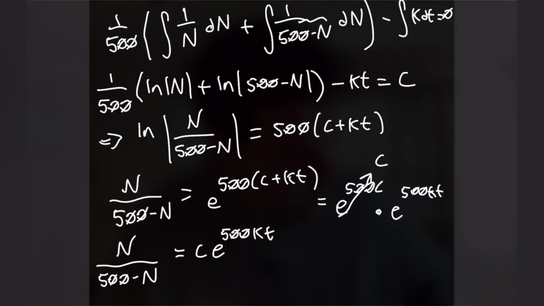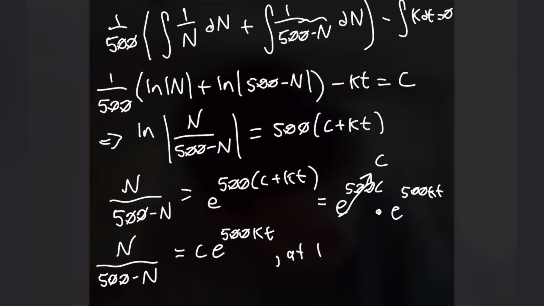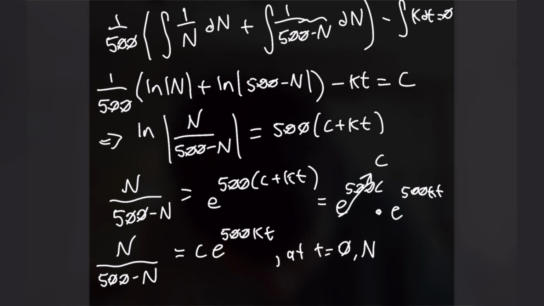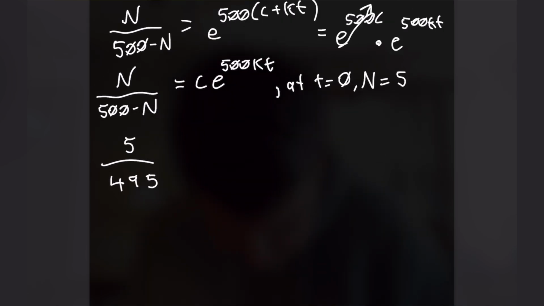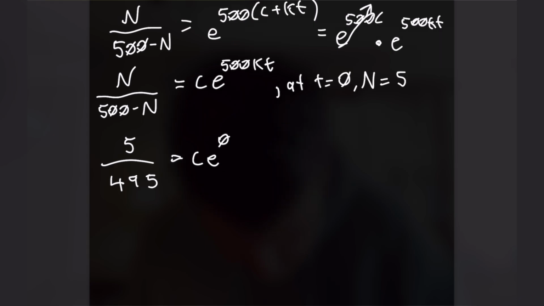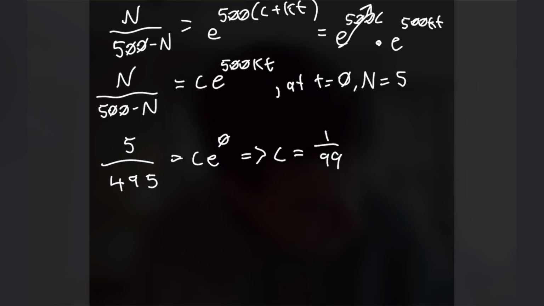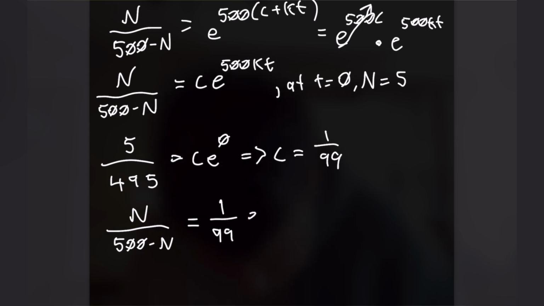Now from here we can use our initial conditions to begin solving for some of these unknowns. So we know that at t equals 0, n equals 5. So on the left-hand side we'll have 5 over 495 is equal to c times e to the 0th power, which means that our c is equal to 1 over 99, which means we can rewrite our equation as n over 500 minus n is equal to 1 over 99 times e to the 500 kt.